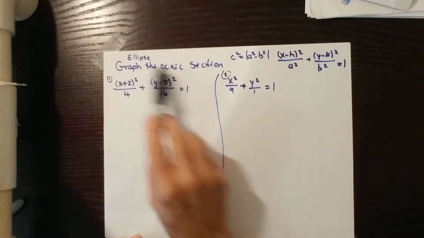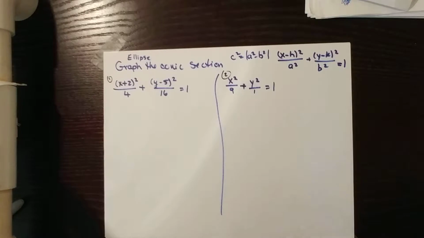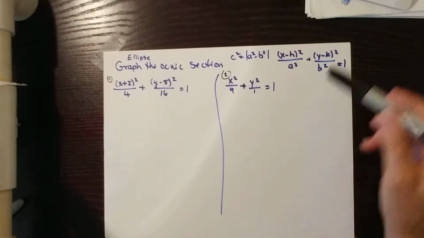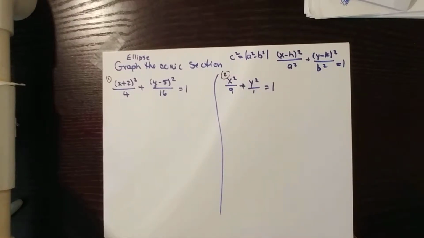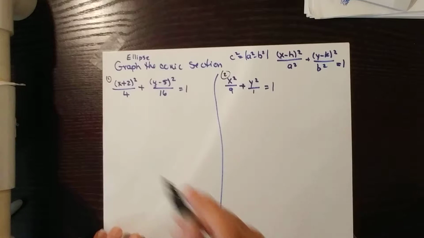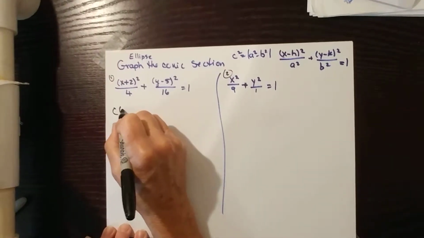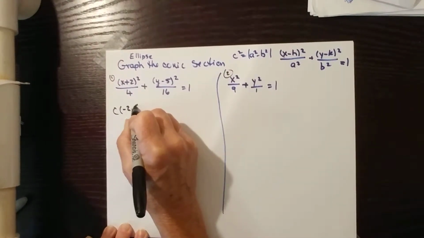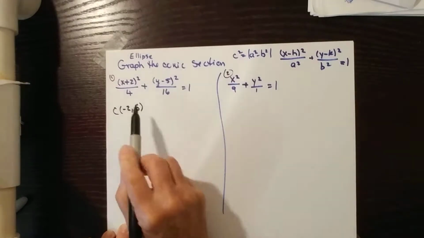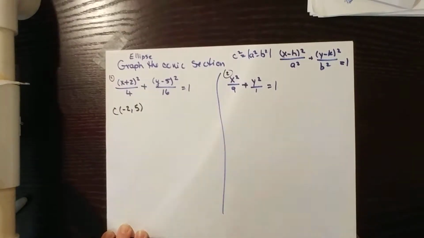So let's tackle this first one. This is how it comes to us. The standard form for an ellipse is right here: x minus h squared over a squared plus y minus k squared over b squared is equal to 1. So (h, k) is the center of the ellipse. Let's go ahead and call that out. The center is going to be at -2, 5. Again, you take the opposite of what it appears to be: -2, 5.